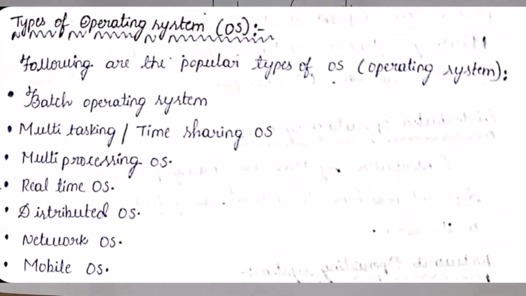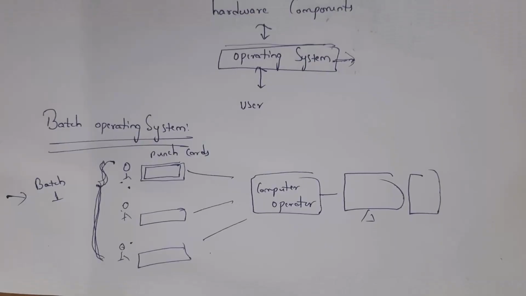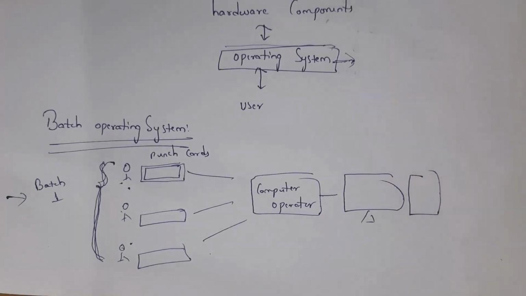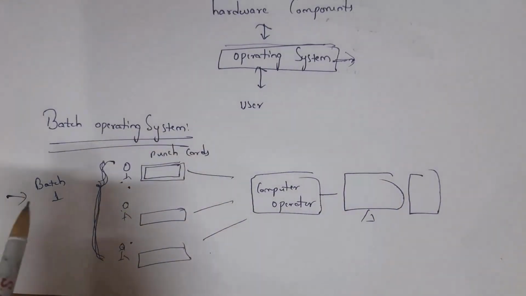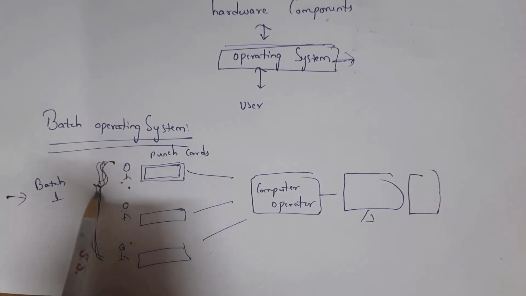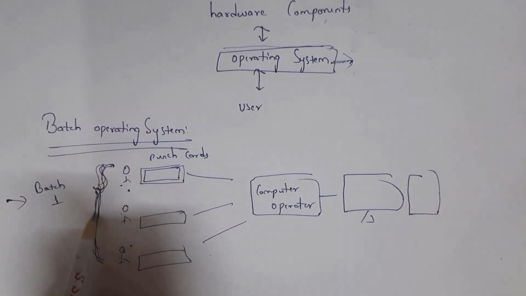These are various types of operating systems. At first I will explain what is a batch operating system. The name itself says batch. Batch means a group of people. For example, if there are some users who perform similar types of jobs, then the users that perform similar types of jobs are grouped into one batch. For example, let us consider 3 users, user 1, user 2 and user 3. These 3 users perform similar types of jobs. So these 3 users are grouped into one batch.